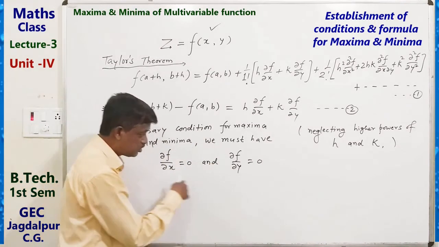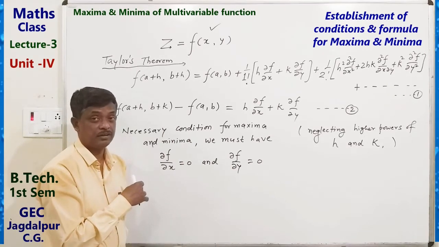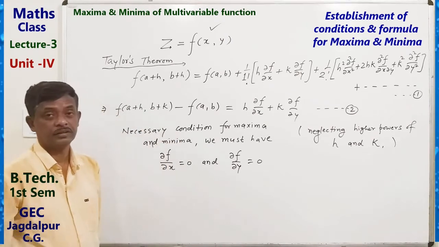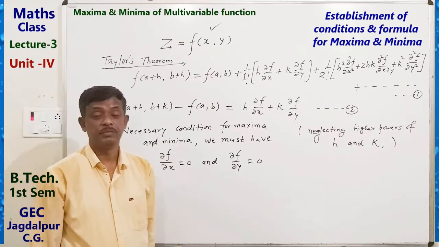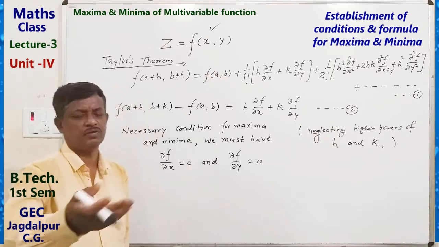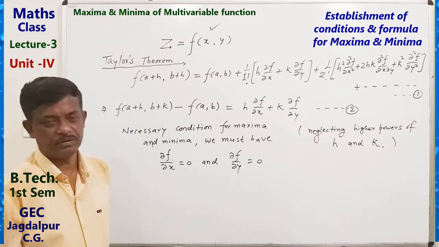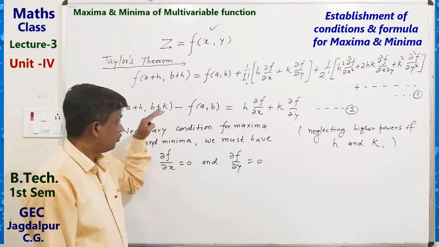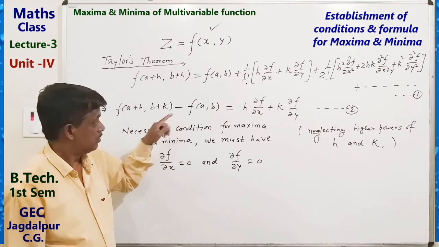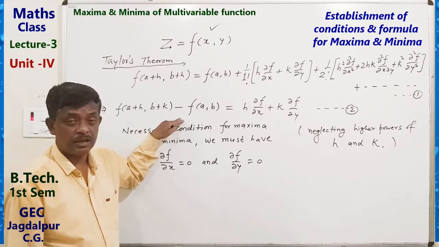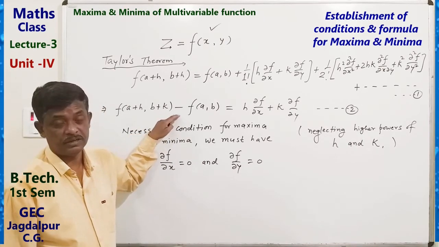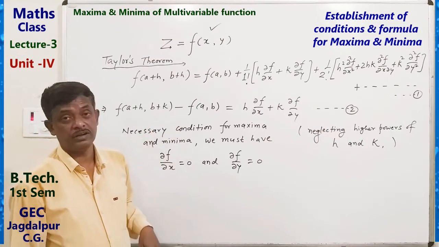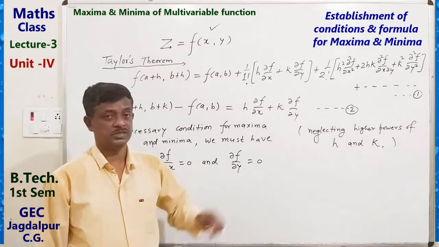So these are the necessary conditions. By solving these two, we can get the point at which function may be maximum or minimum. Maximum minimum is extreme value of the function. Extreme value means maximum minimum value. And also here the sign of this quantity remains the same. For that this should be 0.